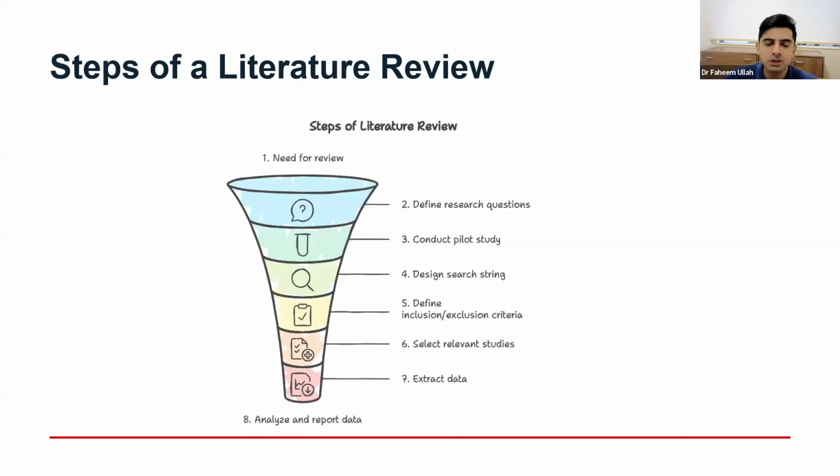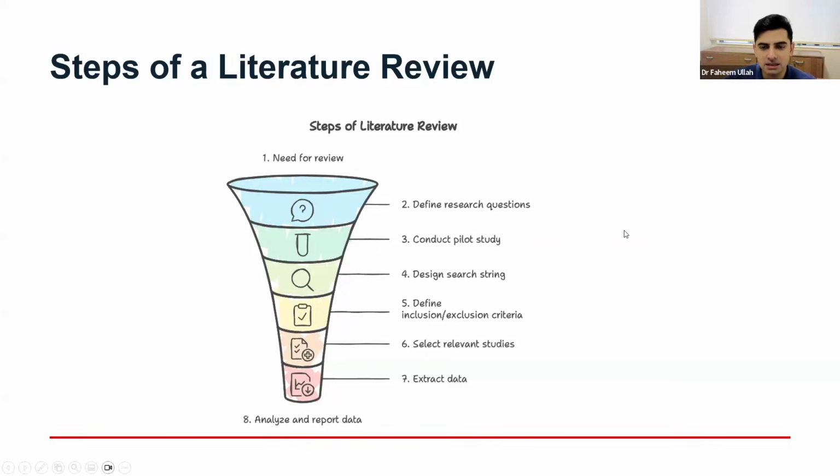The fourth step would be designing a search string, which you then execute on a search engine to retrieve papers. Then the next one would be inclusion and exclusion criteria: what papers you are going to include and what papers you are going to exclude from your literature review. Then selecting relevant studies, then extracting data from those studies, and finally analyzing the extracted data and reporting it in the form of a research paper.